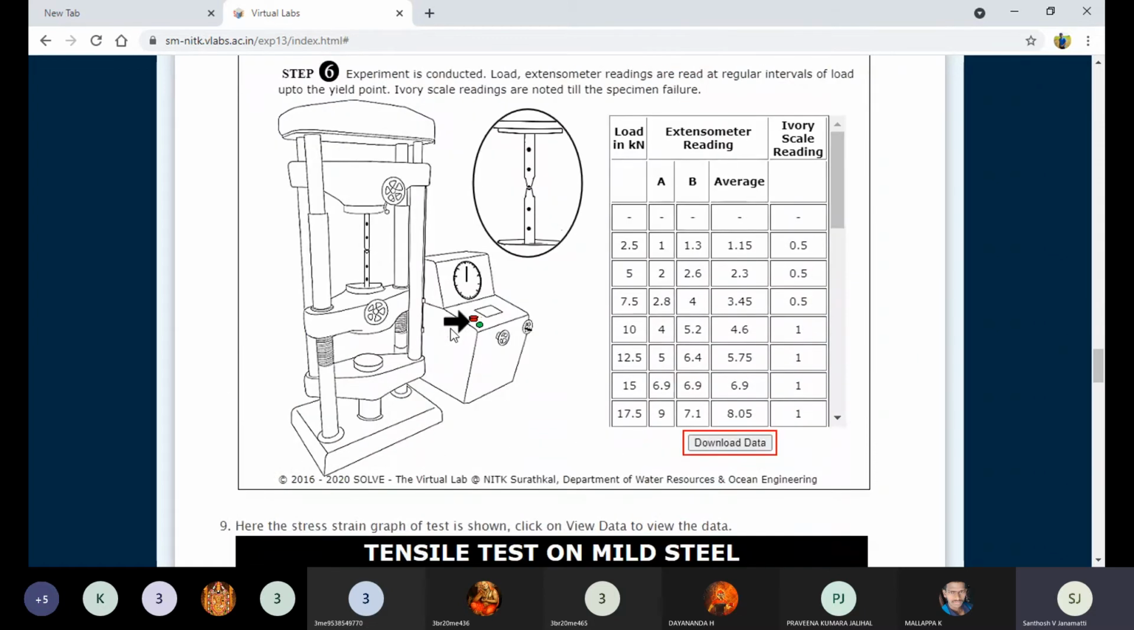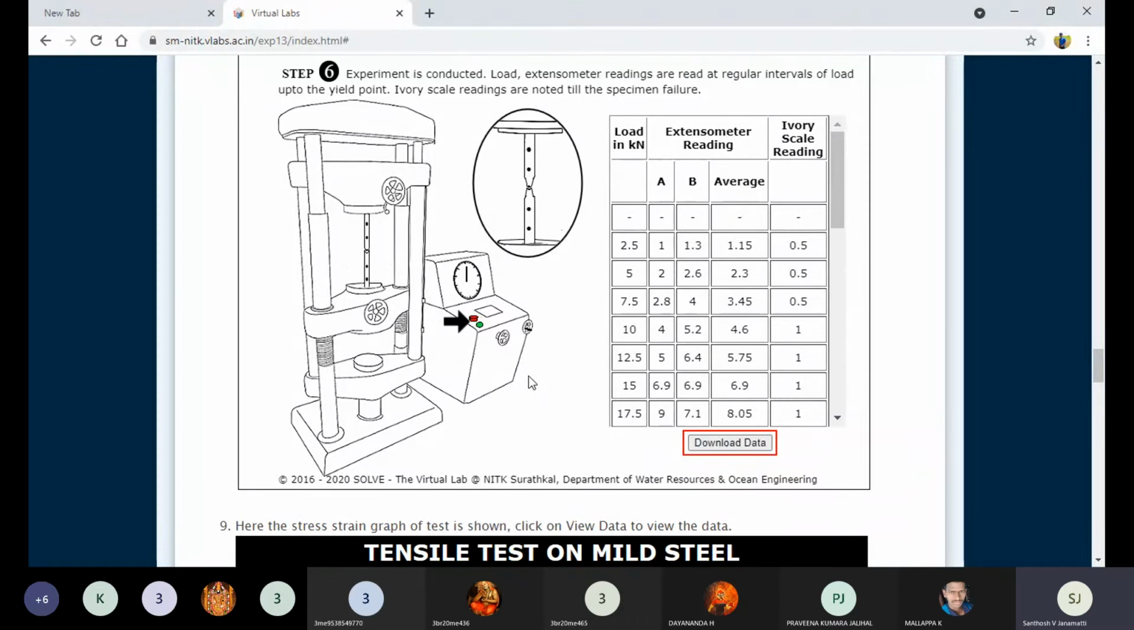Then the experiment is conducted. Load and extensometer readings are read at regular intervals of load up to the yield point, and the scale readings are noted for the specimen. You can see this is the control panel. The red indicates stop, and the green indicates switching on the motor. Here you can see your sample. Just load it.